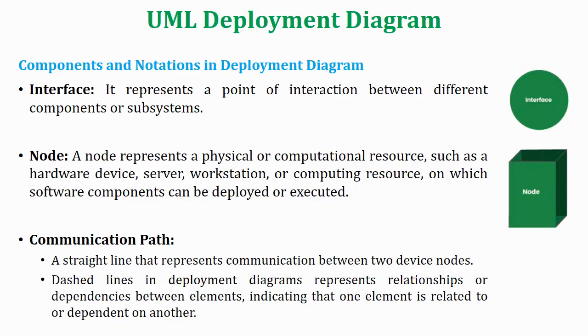And next one is the communication path. The straight line represents the communication between two device nodes, and the dashed line in the deployment diagram represents the relationship or dependency between the elements, indicating that one element is related to or dependent on another.